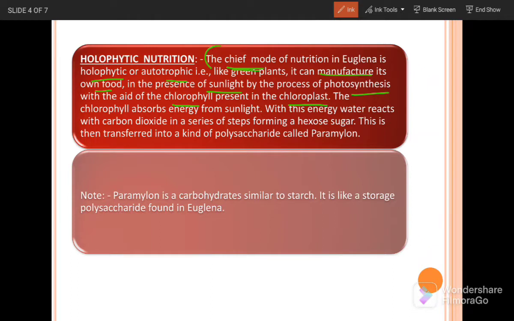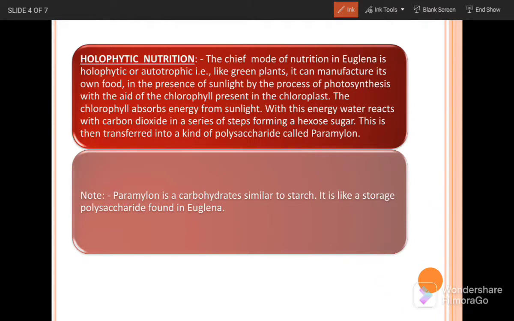Holophytic or autotrophic nutrition means that, like a green plant, it can manufacture its own food in the presence of sunlight by the process of photosynthesis with the aid of chlorophyll present in the chloroplast. As the chlorophyll absorbs sunlight, that sunlight is converted into chemical energy by the process of photosynthesis by the chloroplast. It is the process.